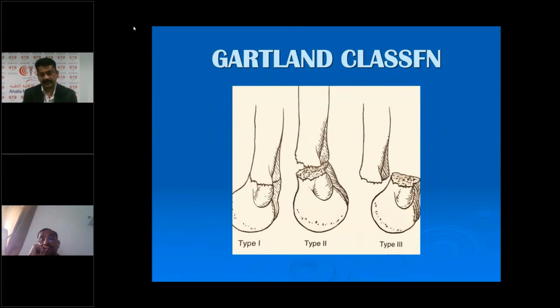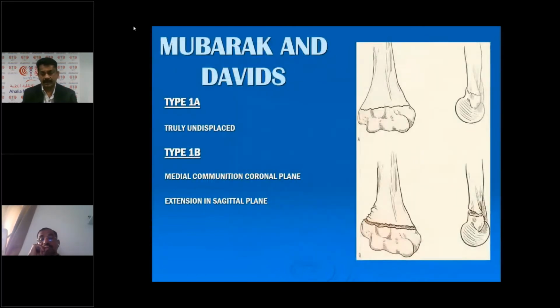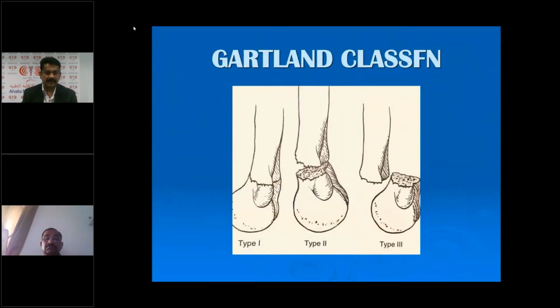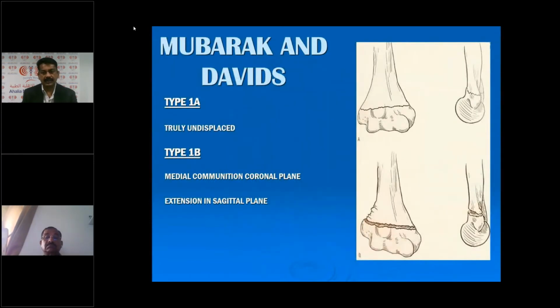No contact, totally displaced. Now there are some subdivisions to the Gartland classification by Mubarak and Davids, that is for type 1. This type 1 is subdivided into type 1A, which is fully undisplaced, and Mubarak and Davids have suggested 1B also, which has medial comminution in the coronal plane. You can see the medial comminution here, and also some extension in the sagittal plane.